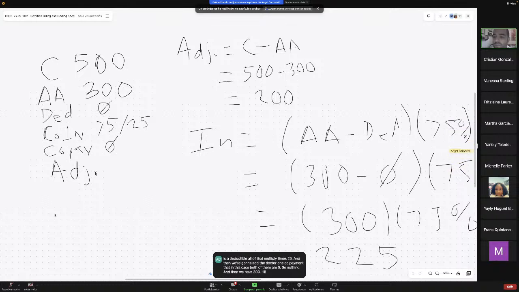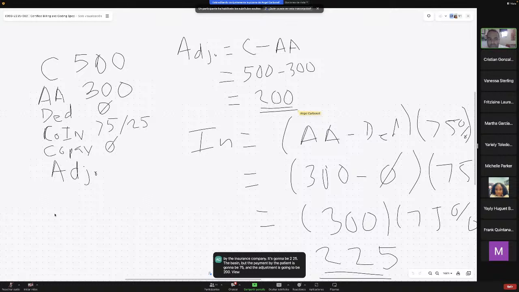times 25%. Don't forget to put percentage here. Okay, 25 divided by 75. So now we will have $75. So the payment by the insurance company is going to be $225. The payment by the patient is going to be $75, and the adjustment is going to be $200.